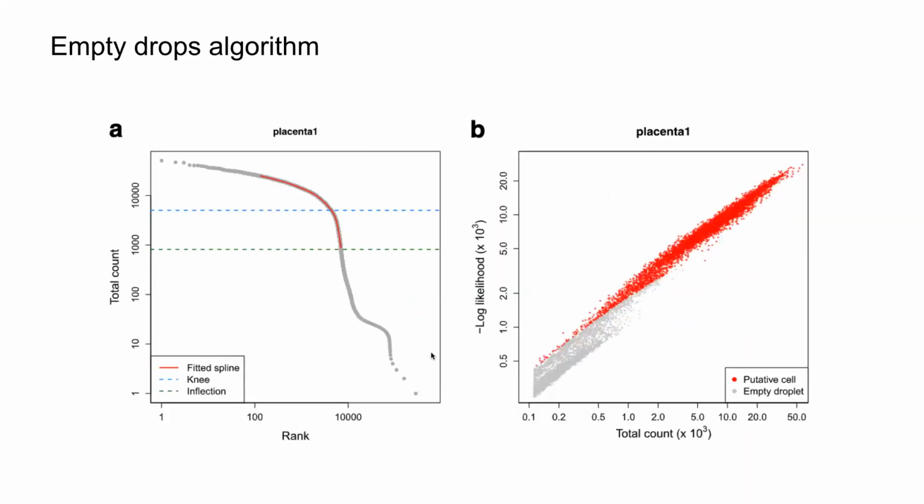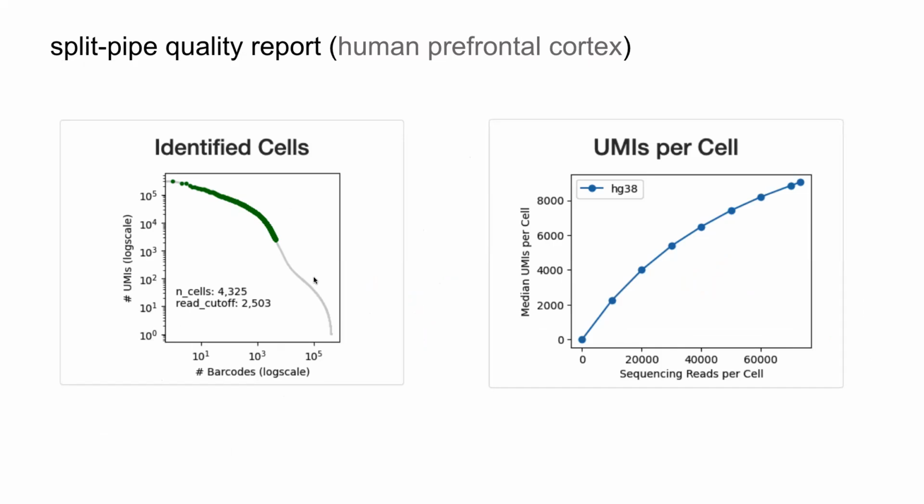I guess I didn't have a good transition for this, but with the knee plot, figuring out what's a cell versus an empty droplet or a barcode is kind of challenging. And Split-pipe has a naive way of doing it where there's a hard cutoff. They have some way of inferring where the inflection point is, and then everything on the left is a cell, everything on the right is an empty droplet.